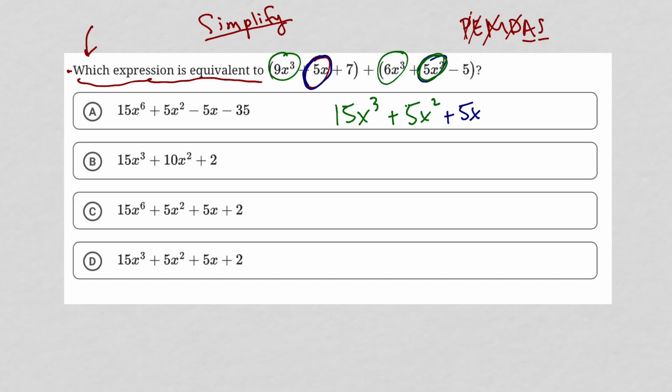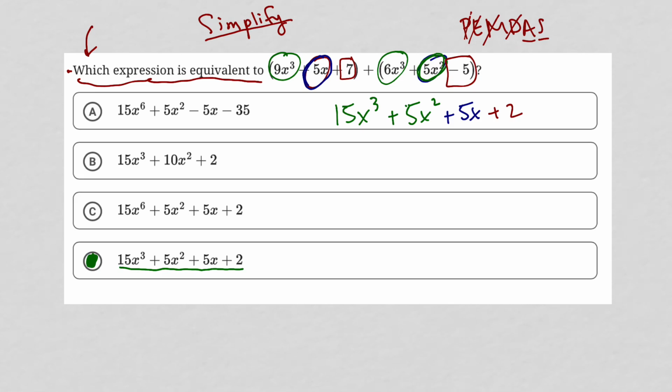Okay, lastly, I have a positive 7 and a negative 5. So 7 minus 5 is 2. So that would be a plus 2 there. So looking at my answer choices, the correct answer must be choice D, right? Because it matches my simplification of the expression provided.